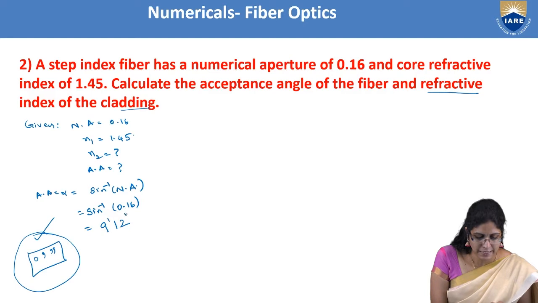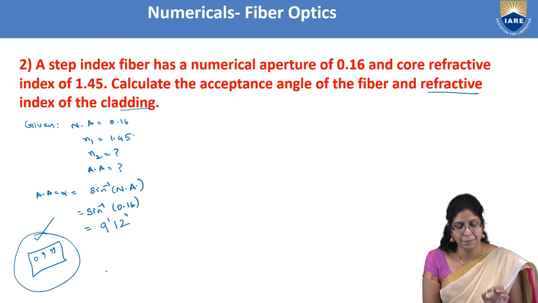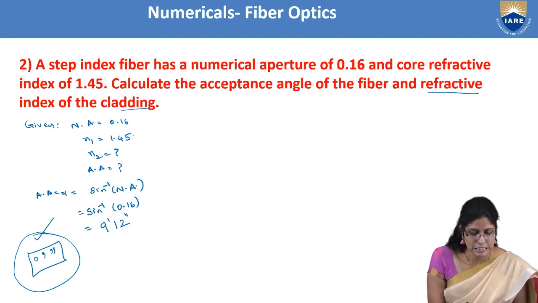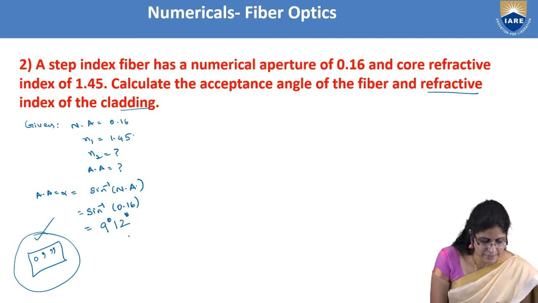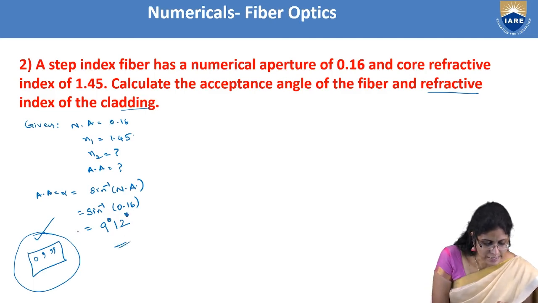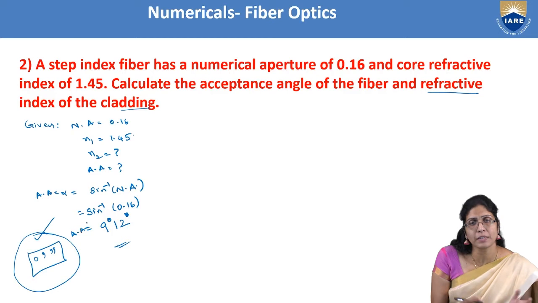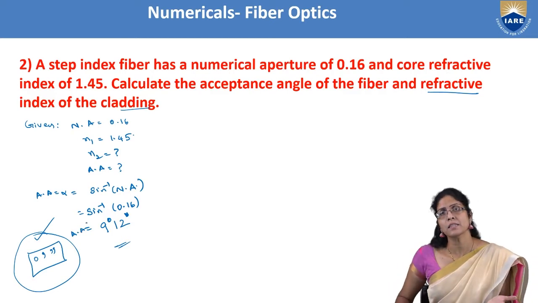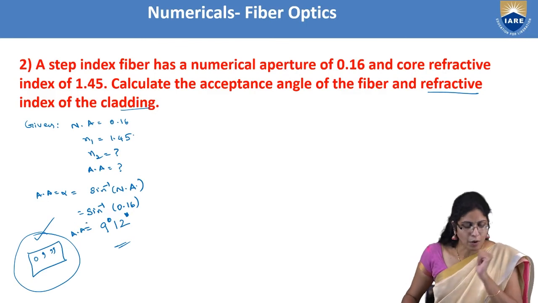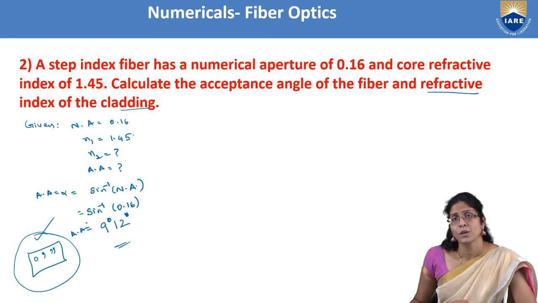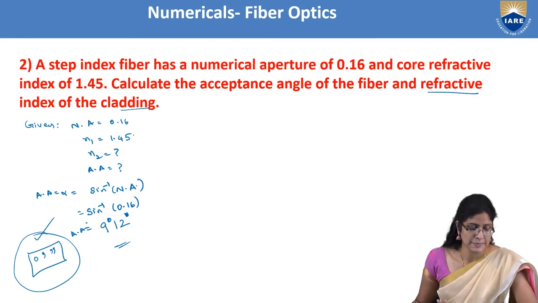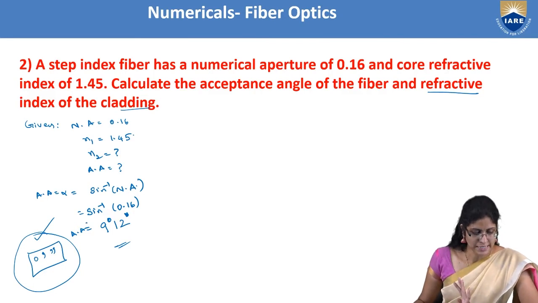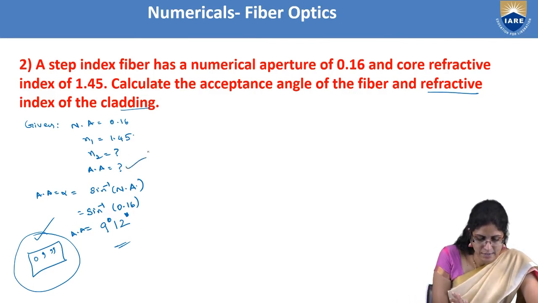Maybe it's displayed like this in some calculators, but it is 9 degrees 12 minutes. So you should always give the acceptance angle in terms of its angle. You can't express it in terms of decimals; you have to express it in terms of degrees. This is how you have to convert your answer, which is in decimals, to degrees. So now you have the acceptance angle. One of the answers is found.